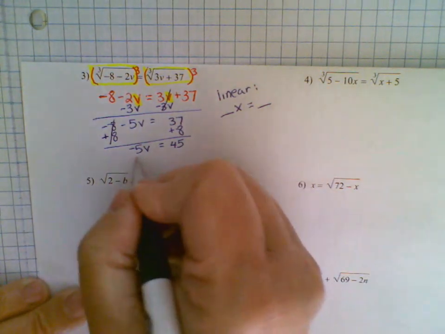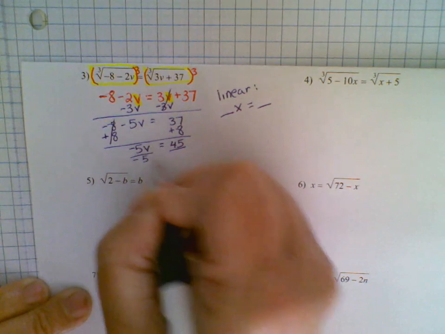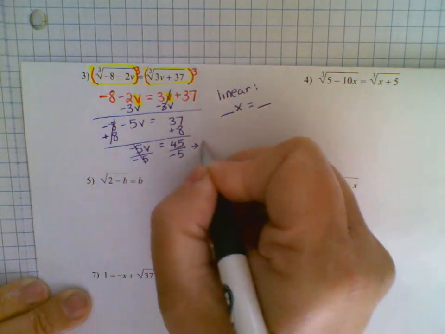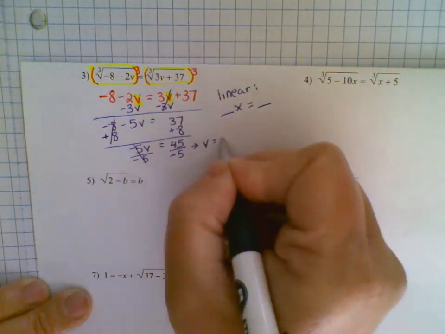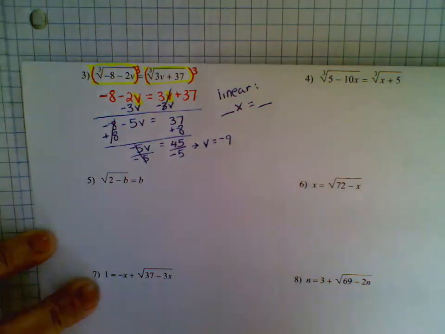Finally, I just divide. I have to divide by a negative 5 though, because that's what I have multiplying my variable. That's going to give me, when this cancels, v equals negative 9. All right? But I do have to check.